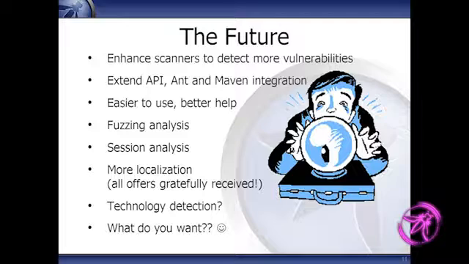One thing we found is that we don't want ZAP to be just a point and shoot tool where it does everything for you, because that's not possible. But people have been telling us that the scanners are really important, so we know we need to enhance those. Extending the API and Maven integration, I think that's really important. We still want to make it easier to use with better help.